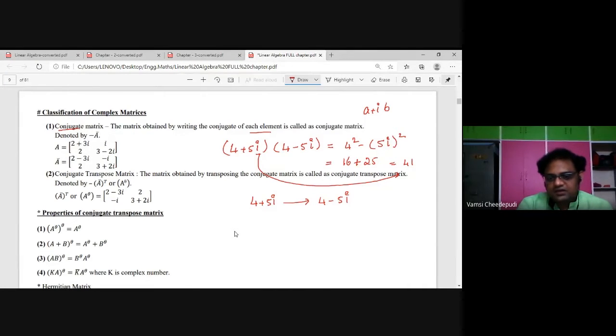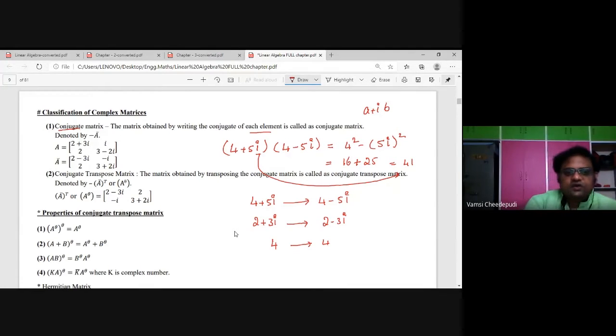In the same way, the conjugate of 2 plus 3i is 2 minus 3i. The conjugate of i you can take as minus i. Suppose you take a real number, simply 4. 4 is a real number, so there is no conjugate to 4. It is 4 itself.